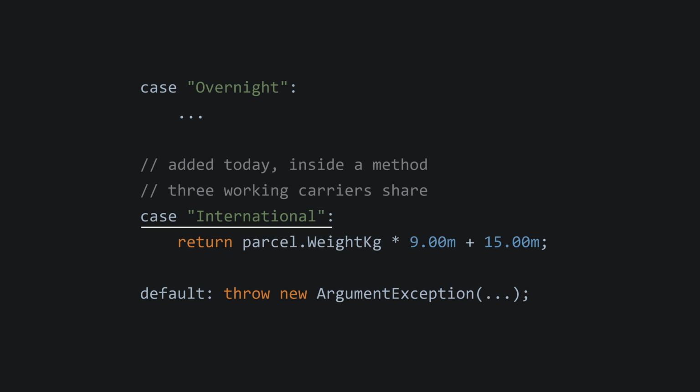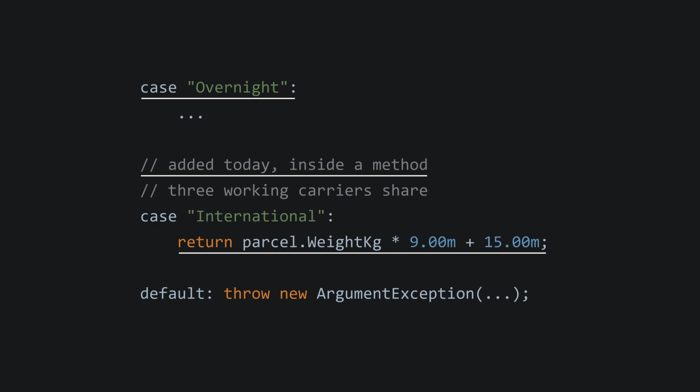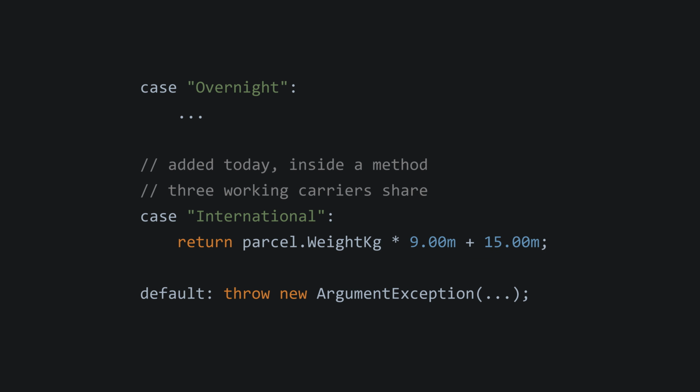Now add international. You open the method, you add a case, you write the rule. 4 lines, maybe 6. It compiles, it works, and it took 10 minutes. The change was easy. Difficulty was never the problem. Where you had to make it is the problem.